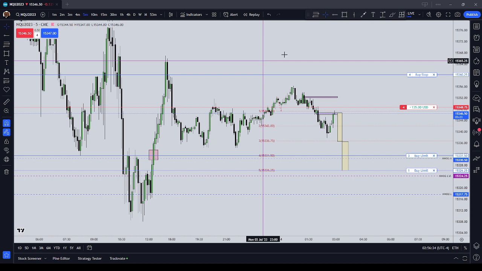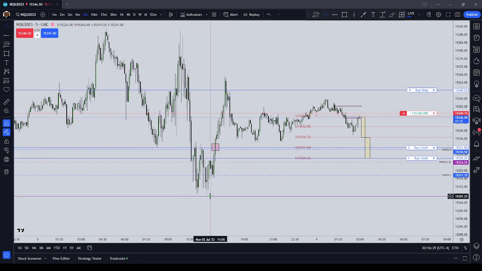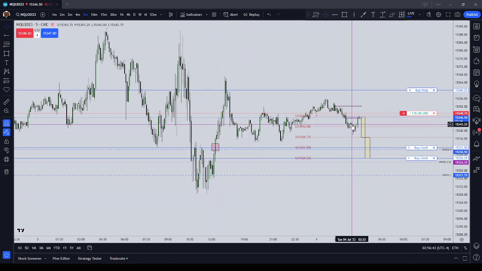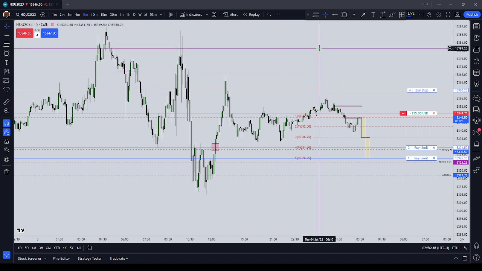That's why if you want to know where the big money is, just look at the further the high is and the further the stop. The bigger money is down there. It's up there and it's down there. That's where the big money is. Long-term highs and lows.